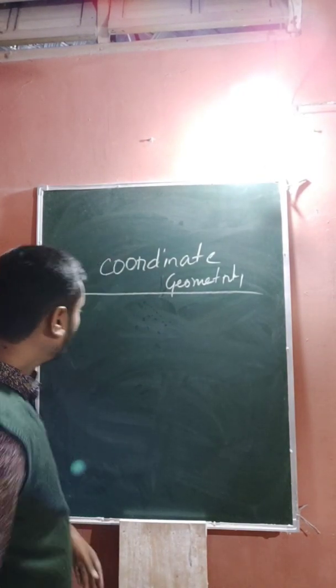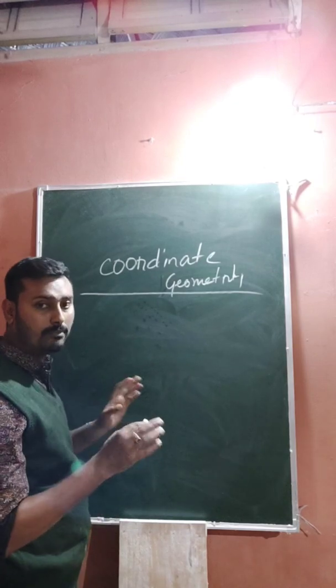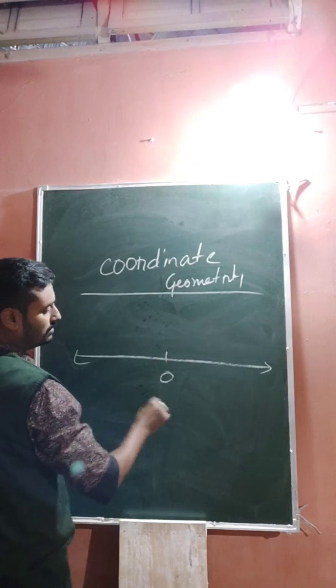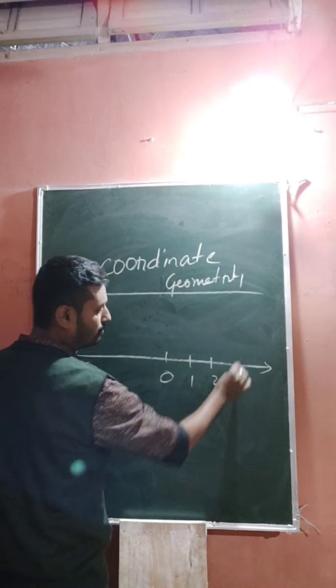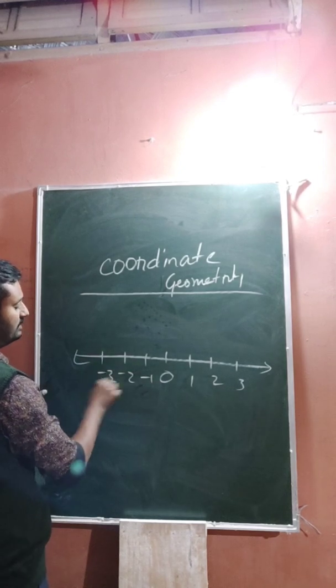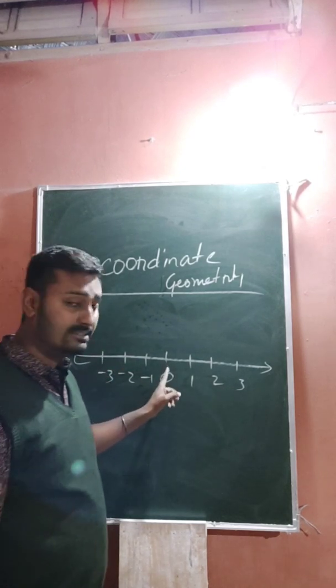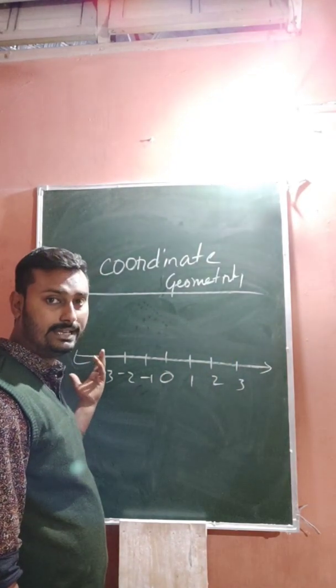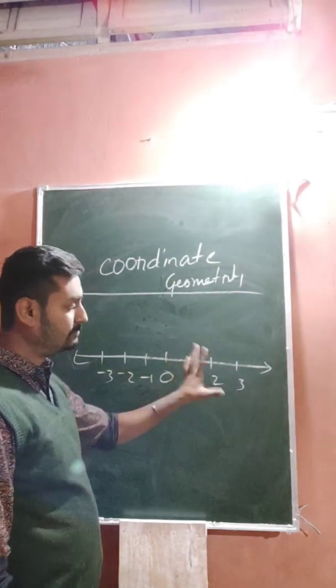All of you know that you can put a point on a number line. Suppose this one is a number line, and suppose this point is 0. So 1, 2, 3 like this, -1, -2, -3. That means the middle point is 0, the right side is positive numbers, and the left-hand side is negative numbers. Clear? This one is a simple number line.